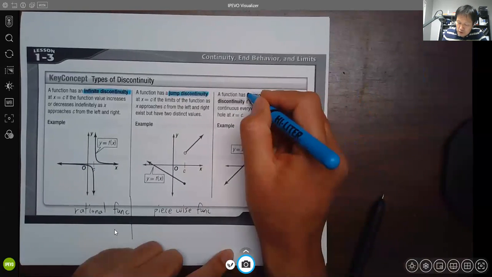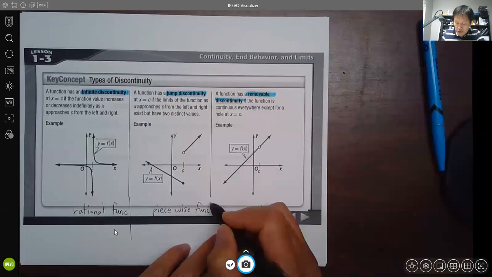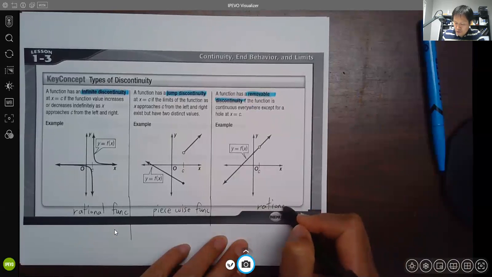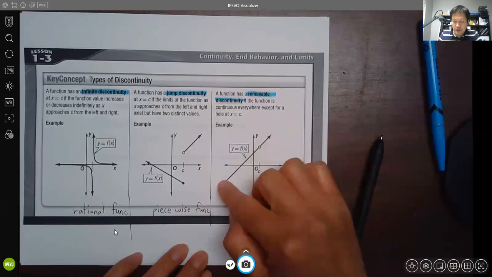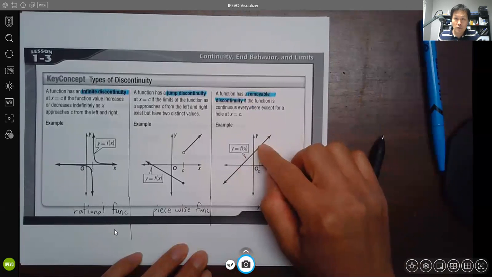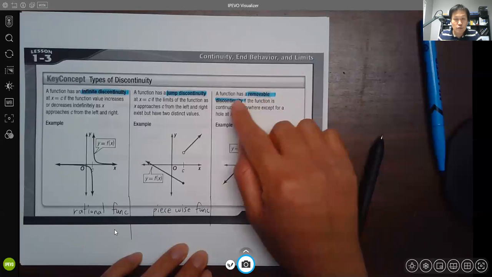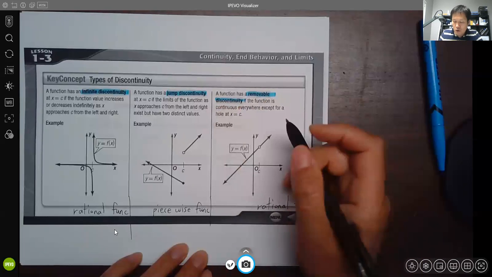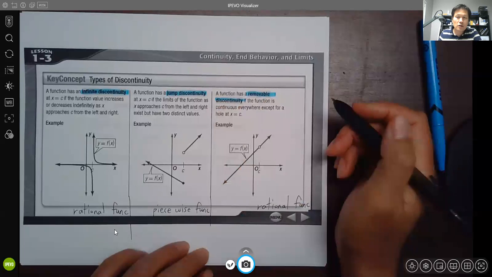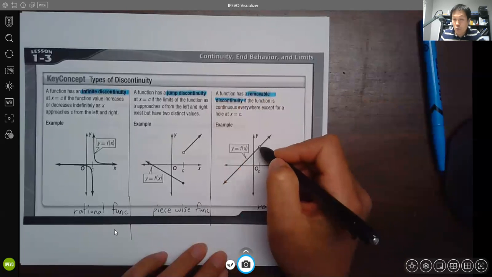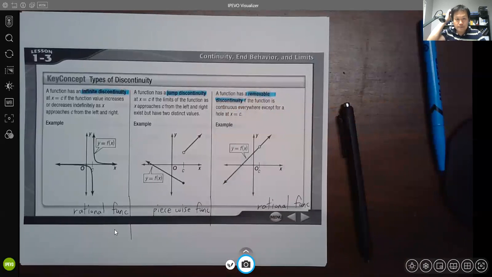Removable discontinuity. This one can also happen in rational functions. So the graph has a hole somewhere, so it's discontinuous at x equal to c. But why do you say removable discontinuity? If you just color that one hole, then it becomes continuous everywhere. So you can remove it by just coloring one point. So we label that as a removable discontinuity.